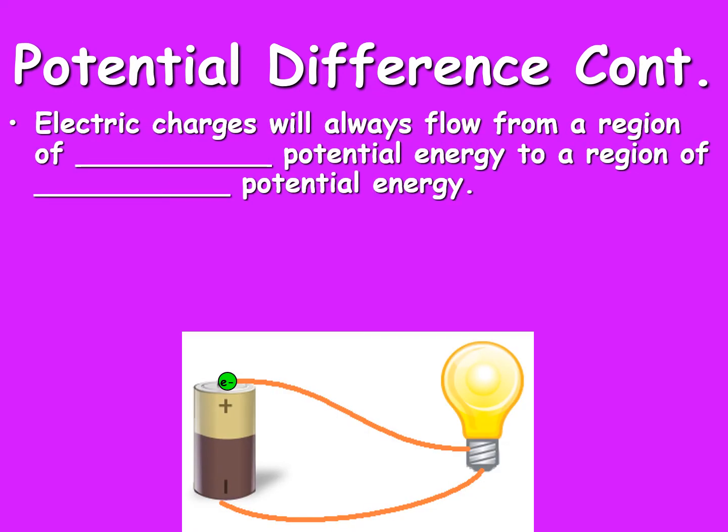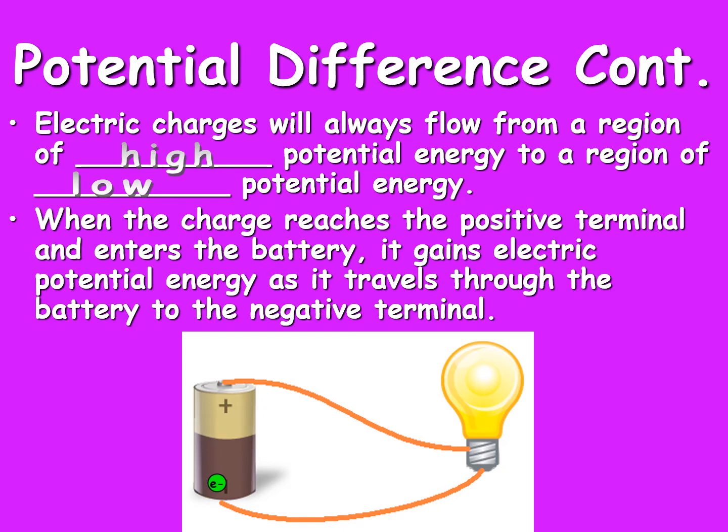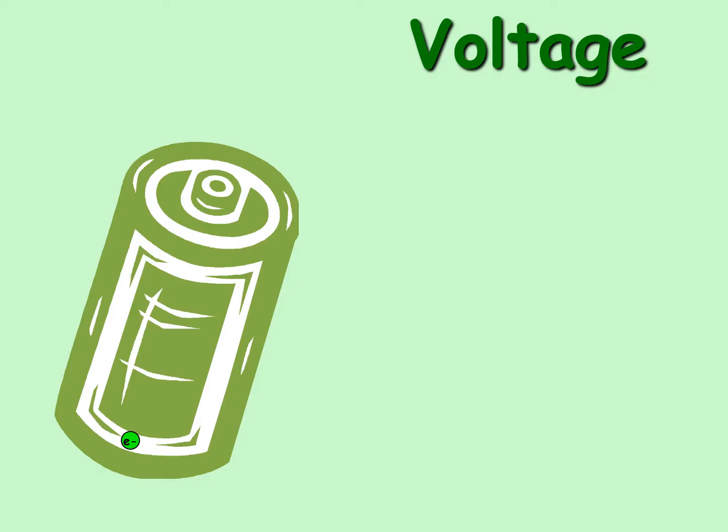So electric charges will flow from a region of what? High or low? Yes. High potential energy to a region of low potential energy. So let's watch this. When the charge reaches the positive terminal and enters the battery, it gains electric potential energy as it travels through the battery to the negative terminal.